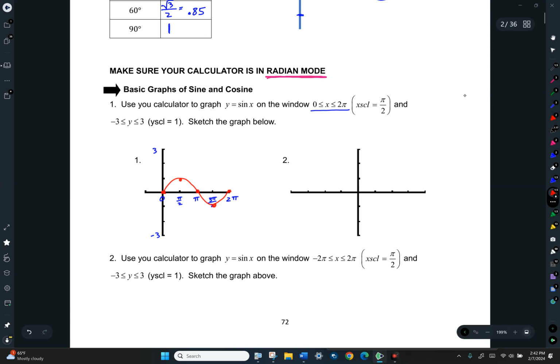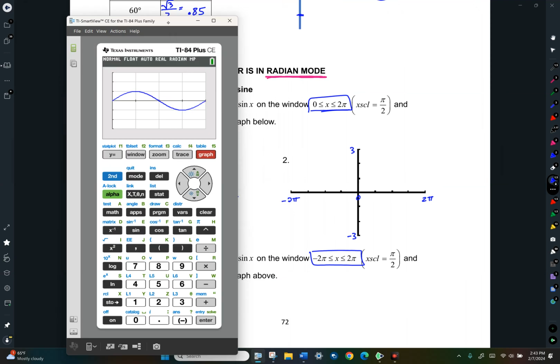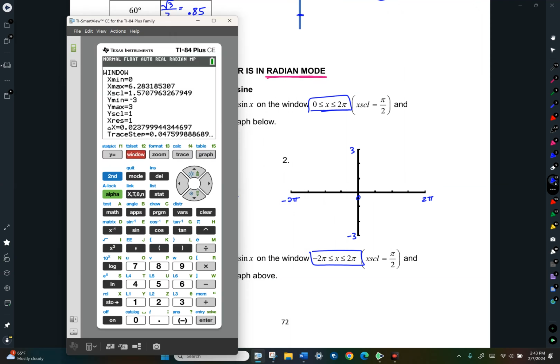Okay, now look down here at number 2. It says use your calculator to graph y equals sine. So same thing we just did. But this time, instead of going from 0 to 2 pi, we're going to go from -2 pi to 2 pi. So here's 0. I'm going to go from -2 pi all the way over to 2 pi. And I'm still going to have a scale of pi over 2, so all those individual numbers are still pi over 2. I'm still going from -3 up to +3. So all I'm going to do on my calculator is change my window. Instead of starting at 0, I'm going to start at -2 pi. But otherwise, everything else is the same.